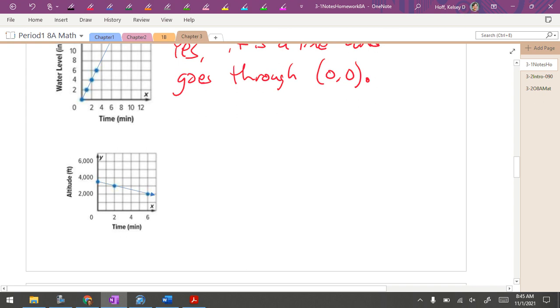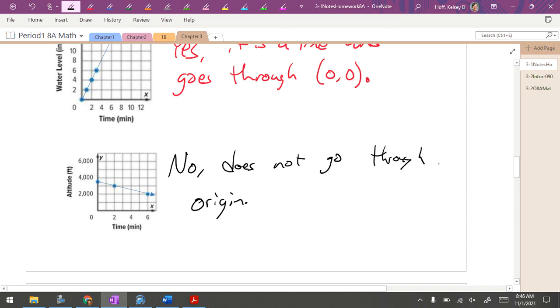Is this proportional? No. Why not? It doesn't go to the origin. Very good. It's a line, but it does not go through the origin. No, does not go through the origin. If you write out origin, make sure you spell it correctly. O-R-I-G-I-N. Not an organ in your body and not an organ like a piano. Origin.